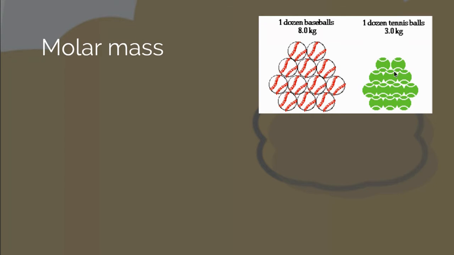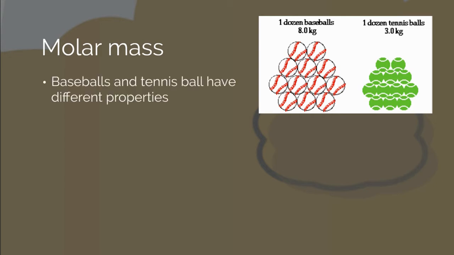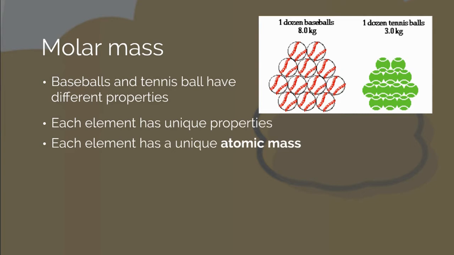but as you probably know already, baseballs and tennis balls are not the same thing. They work a little bit differently. They have different properties. Tennis balls are a lot bouncier than baseballs, so playing a game of tennis with baseballs would actually be really difficult. But just like these two types of sports balls have different properties, all the elements we know also have different properties. And one property that we focus on especially is the atomic mass.